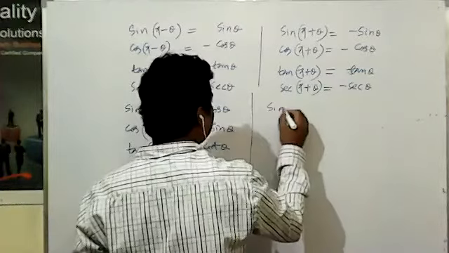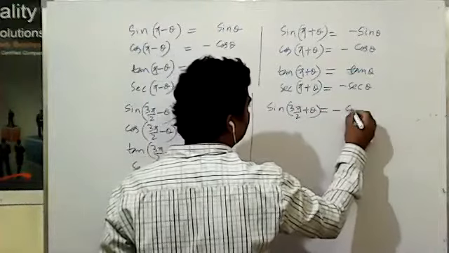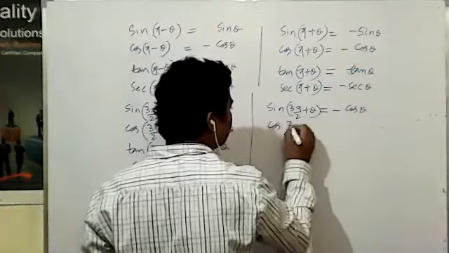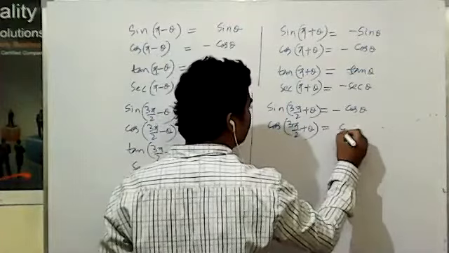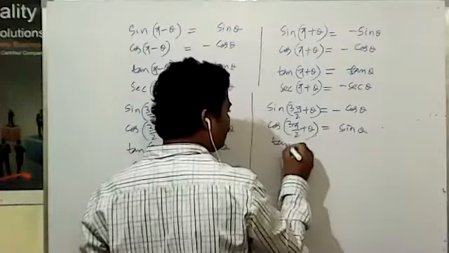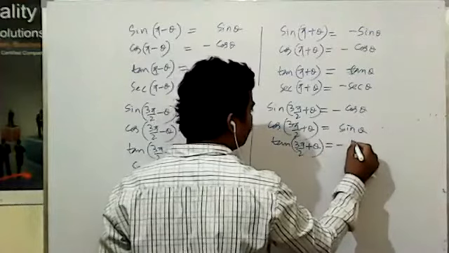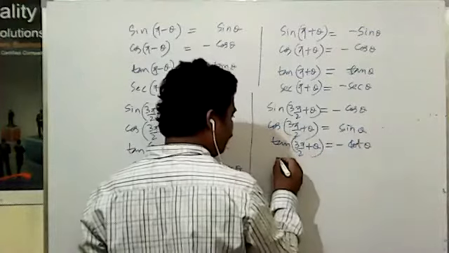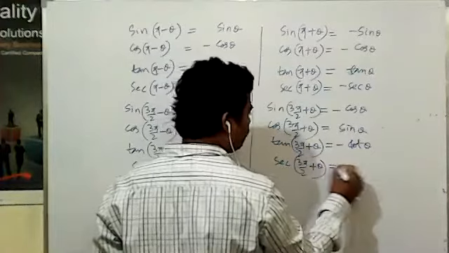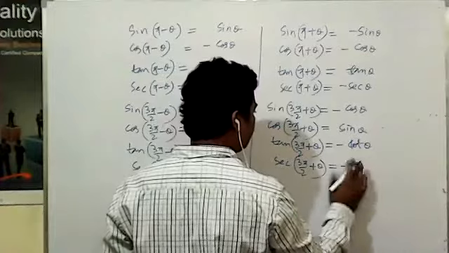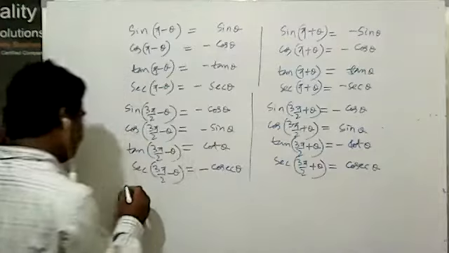Similarly, sin(3π/2 + θ) is equal to minus cos θ. cos(3π/2 + θ) is equal to only sin θ. Then tan(3π/2 + θ) is equal to minus cot θ. Similarly, sec(3π/2 + θ) is equal to, okay, here, plus cosec θ.